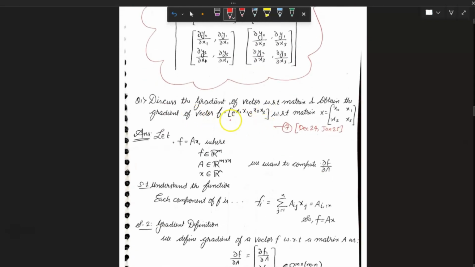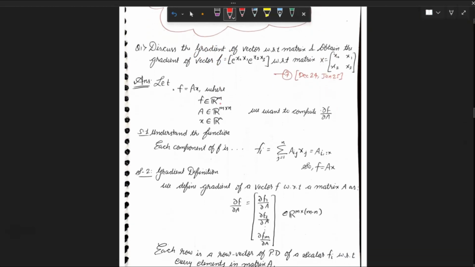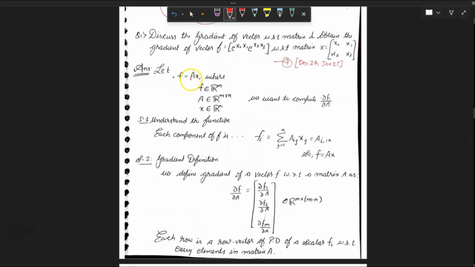Okay. So let's see a question over here. So discuss the gradient of vector with respect to matrix. What is gradient of vector with respect to matrix? Let's see that. Let we are having f is equal to Ax, where f belongs to relation of order m, A belongs to relation of order m cross n, and so it's an m cross n matrix, and x belongs to relation n. Okay, so we want to compute dou f by dou A for finding the gradient of vector with respect to matrix. Okay, we need to find dou f by dou A. Okay, so let's see how to find this.